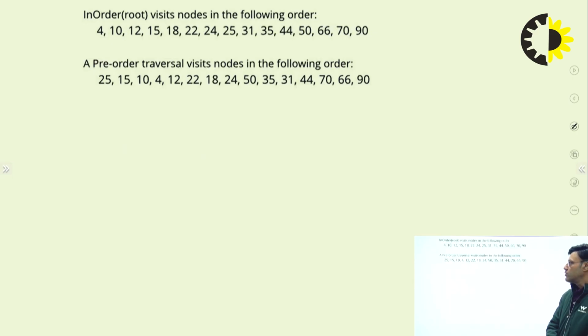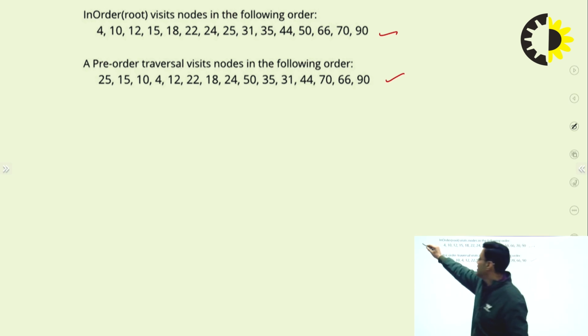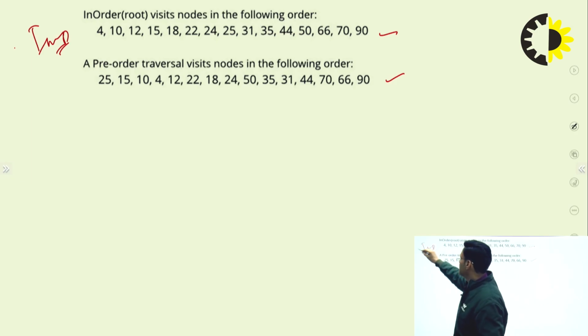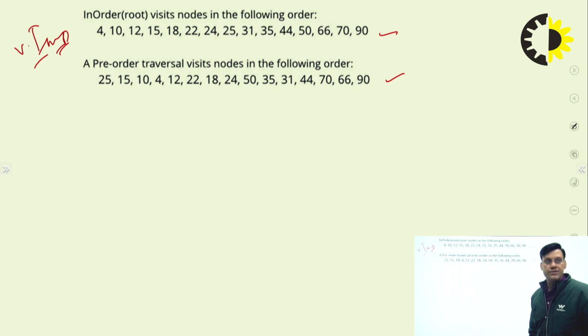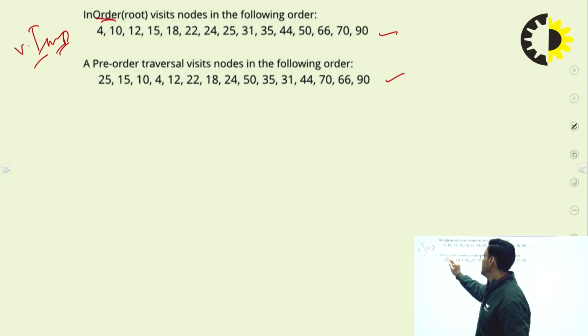Now we directly go to a question. I have taken this question where in-order is given, then pre-order is given. The question is to trace a binary tree. Now how are we going to trace? This is very important. In the question, in-order is given and we have pre-order.